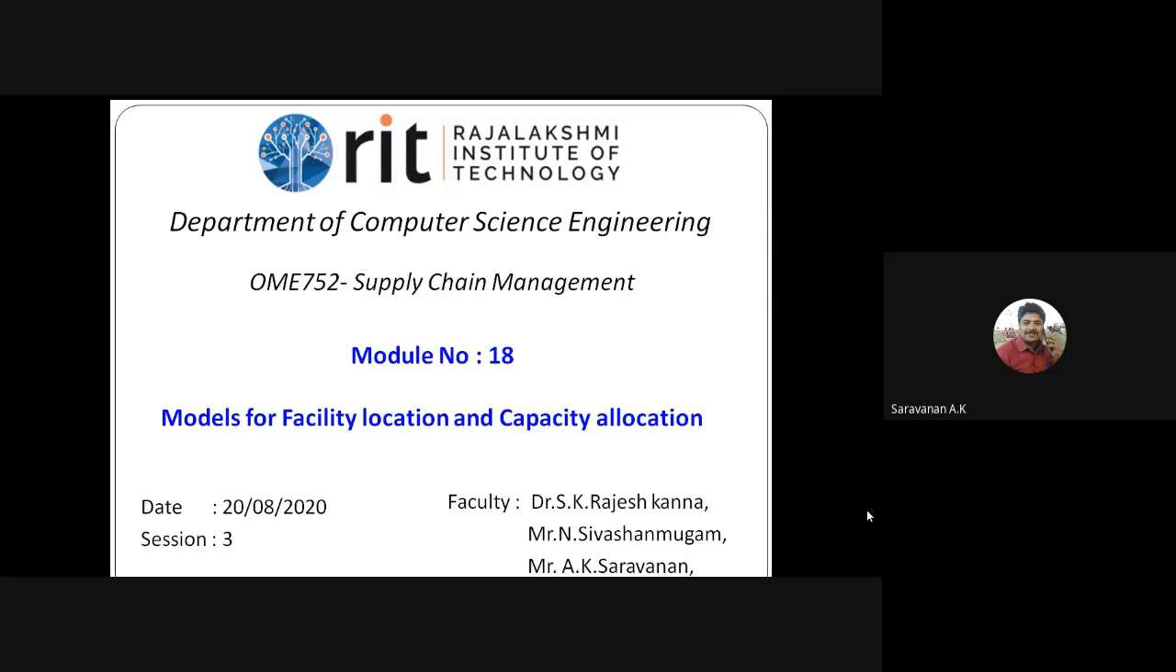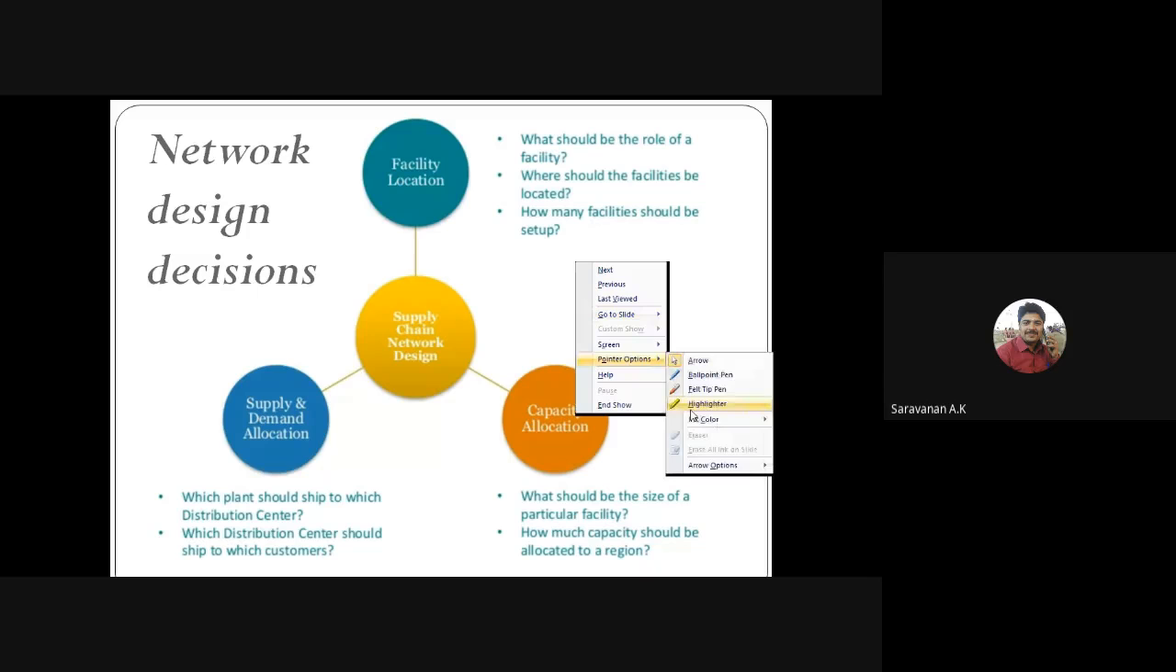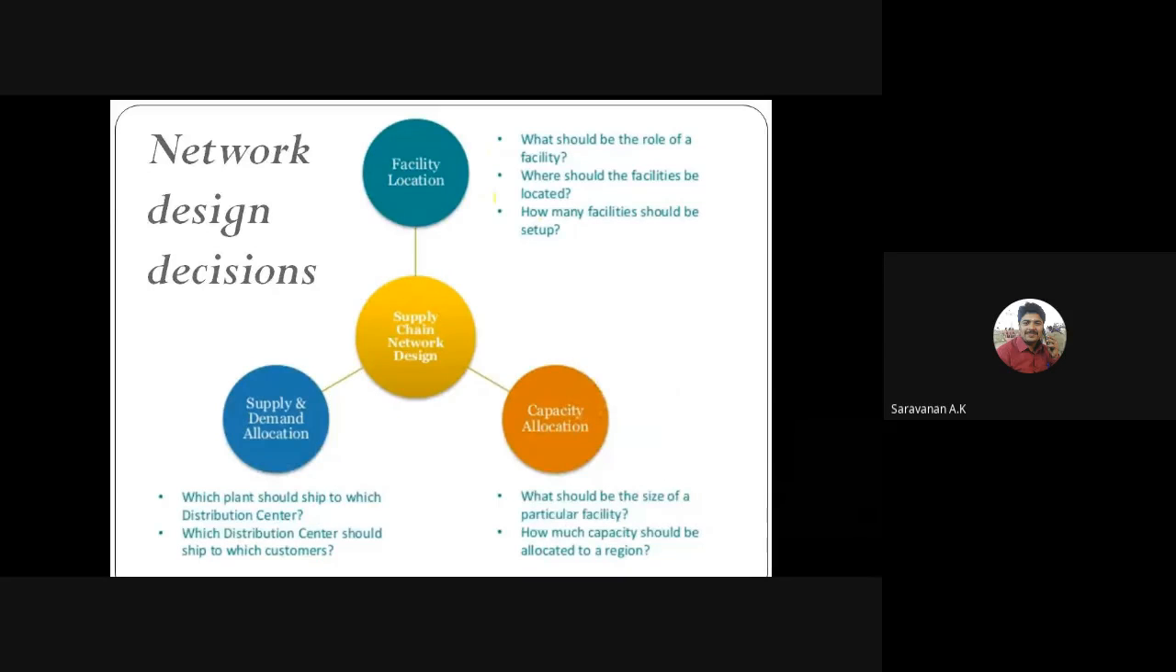In the last class, we discussed the network design decisions. We have four network design decisions: the facility location, capacity allocation, supply and demand allocation, that is the market allocations, and the role of the facility. These four are the important design decisions we have to consider.